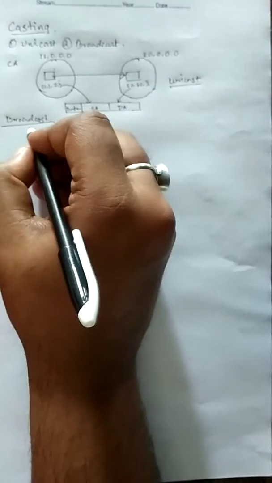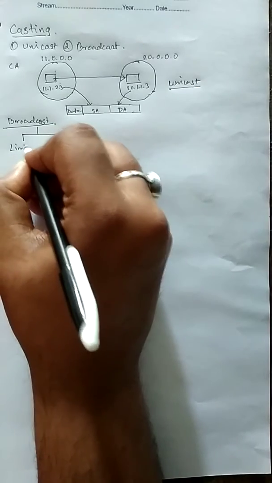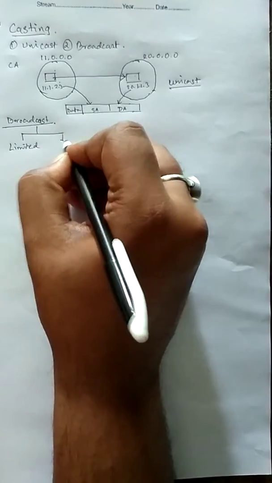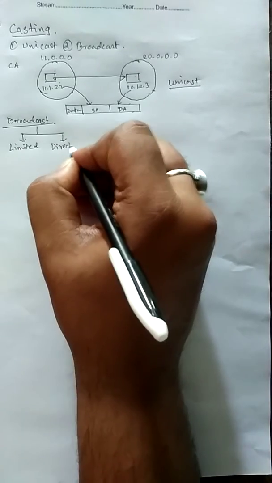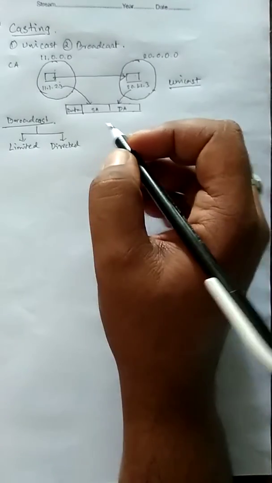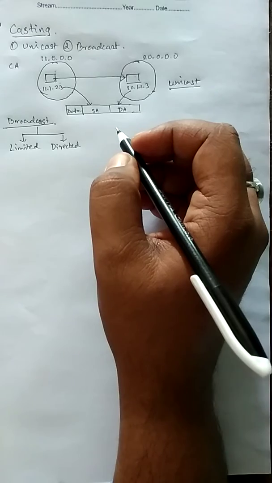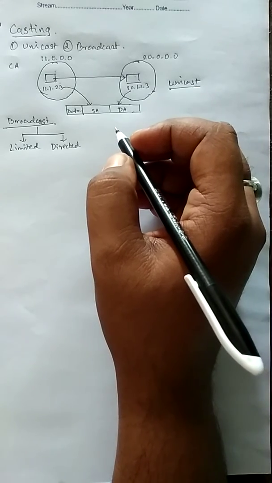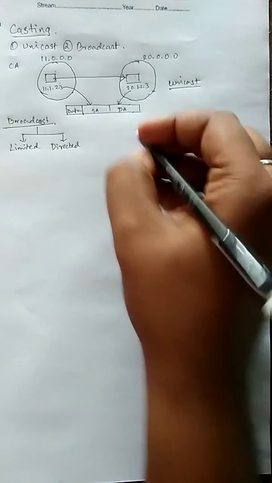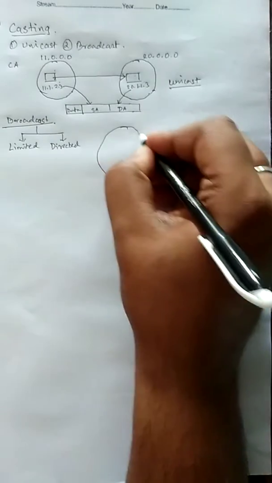Broadcast is basically of two types. One is limited broadcast and another is directed broadcast. Limited broadcast and directed broadcast. Now what is the limited broadcast? Let us draw one figure over here.